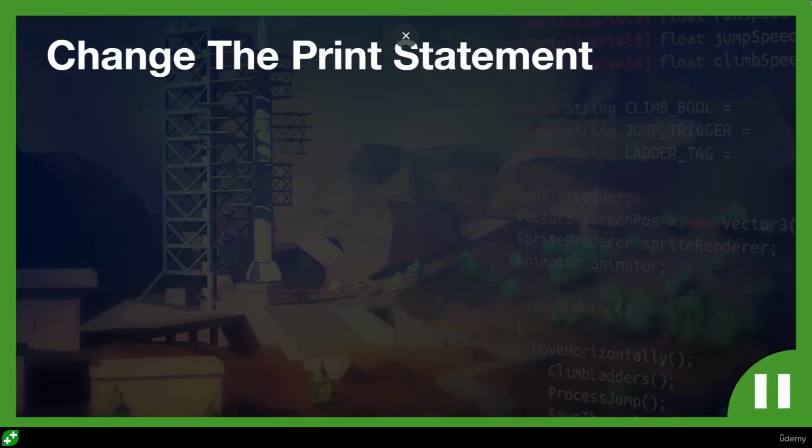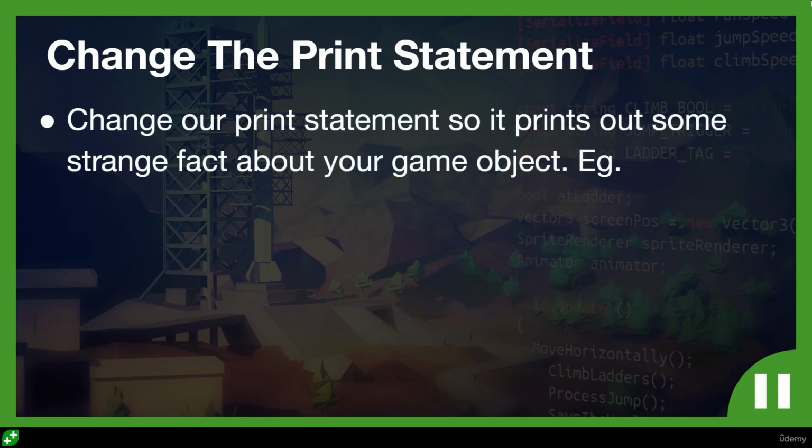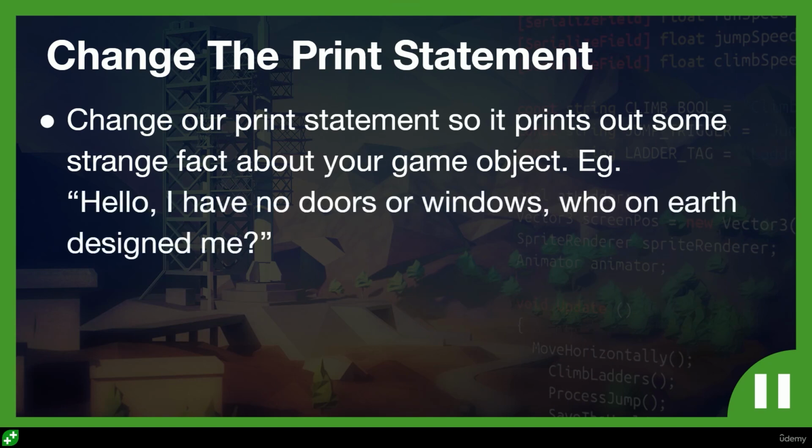Now, hopefully all that makes sense because I have a challenge for you. And that challenge is to simply change the print statement. So change our print statement so it prints out some strange fact about your game object. For example, hello, I have no doors or windows. Who on earth designed me? Someone who's not that amazing with 3D art, probably.